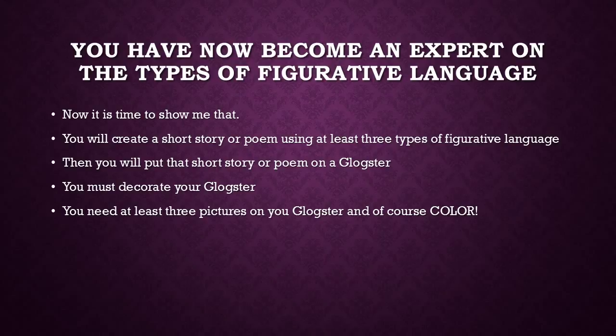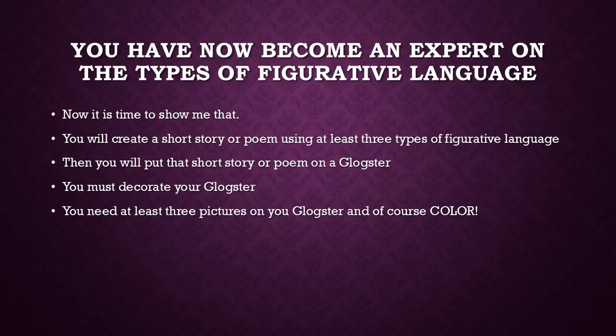They have now become experts on these types of figurative language. So now it's time for them to show me that. They will get to create a short story or a poem using at least 3 types of figurative language. And then they will put this short story or poem on a glogster. This glogster is so fun because they get to decorate it almost like a digital poster. And they can add pictures and videos to enhance the poem or short story they created.